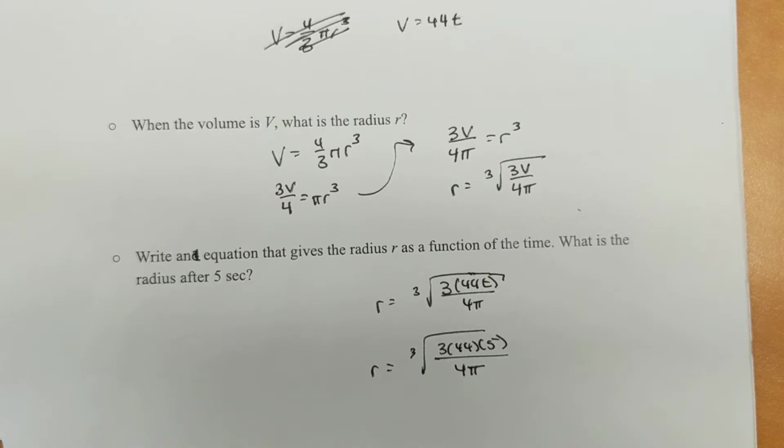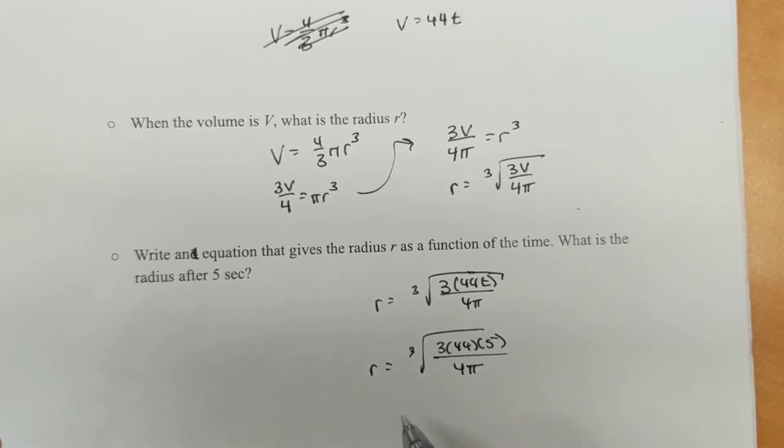So let's see here. We have 3 times 44 times 5 divided by 4 divided by pi. And then I'm going to take the cube root of that number, and out should come the radius is 3.7 millimeters.